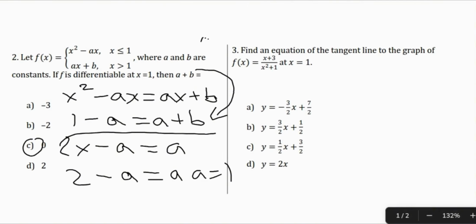In this next question, find an equation of the tangent line to the graph of f of x is equal to x plus 3 over x squared plus 1 at x equals 1. So to find the tangent line, we need to first find the value of the slope at x equals 1. And to do that, we need to find the derivative and plug in x equals 1. So to find the derivative, we need to do quotient rule.